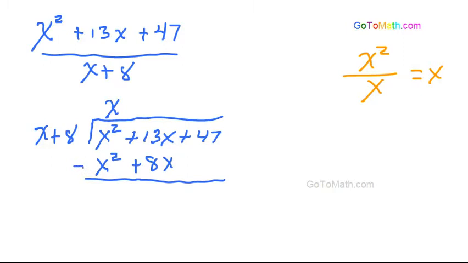And we want to go minus, so x squared minus x squared is 0, and then of course we will change that to a minus here, and so you have 13 minus 8 is 5x. Is that right? We'll go ahead and bring that 47 down. So now we're going to divide x into 5x, and we're going to be left with a 5, and then we multiply 5 times x, you get 5x, and then 5 times 8, you get 40.